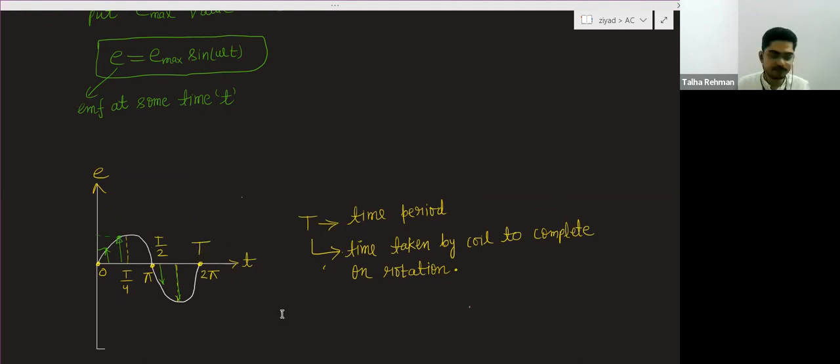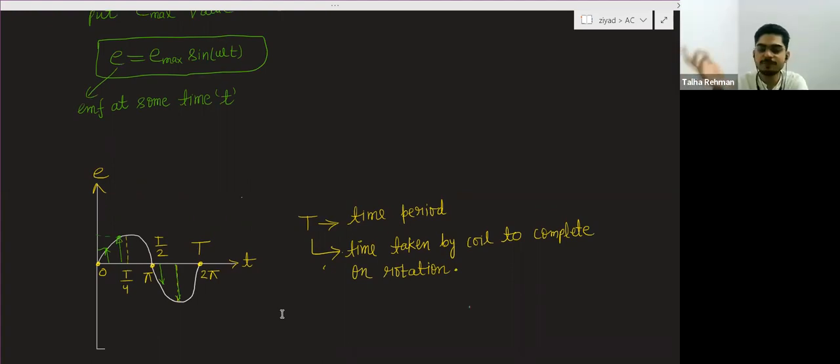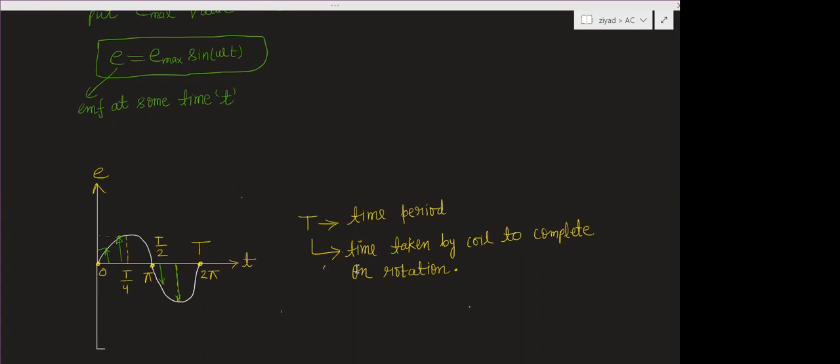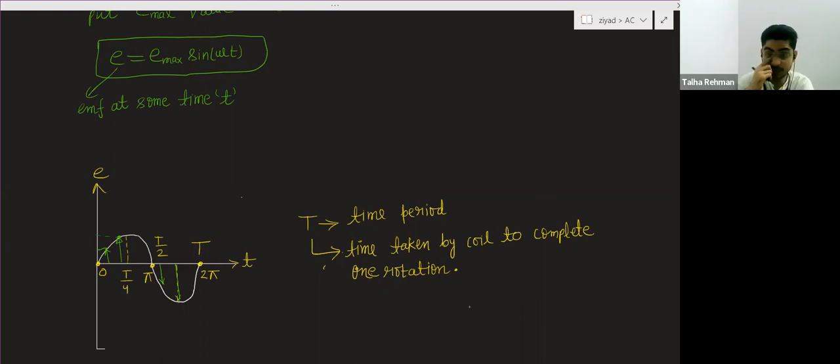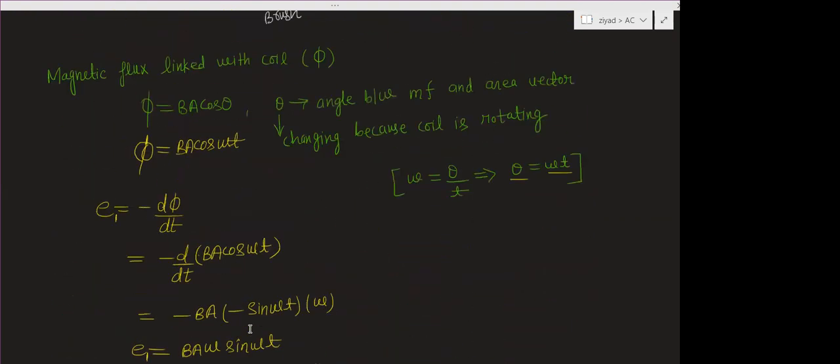What is the meaning of time period? The coil is rotating in the magnetic field. When the coil completes the 360-degree rotation, the time taken by the coil is known as the time period. Time taken by the coil to complete one rotation. So this will be the graph of this.